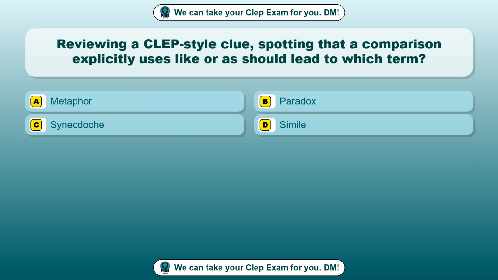Question 9. Reviewing a CLEP-style clue, spotting that a comparison explicitly uses like or as should lead to which term? Option A, metaphor. Option B, paradox.